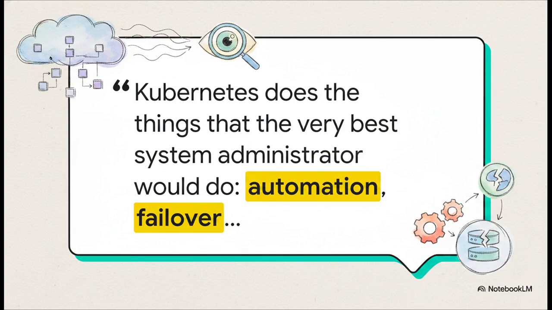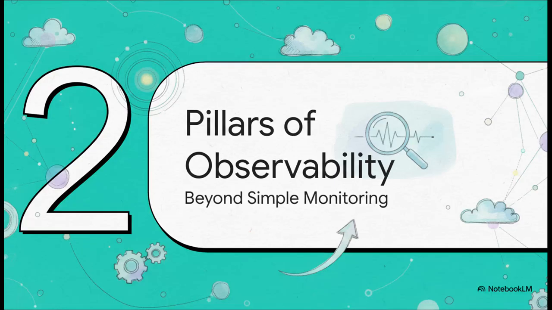automation and self-healing features. So to really understand what's happening, we have to move past simple checks like, hey, is the server up or down? That's just not going to cut it anymore. And this is where this idea of observability comes into play.